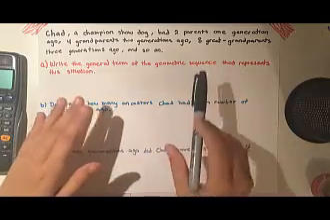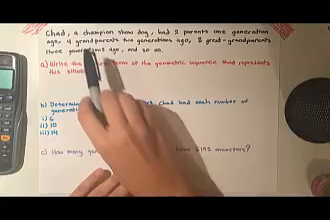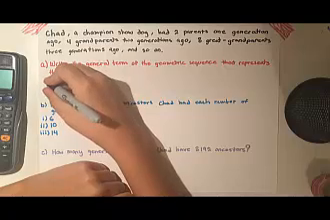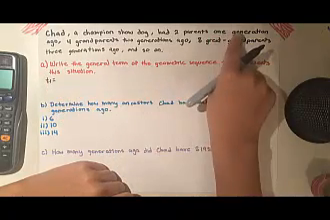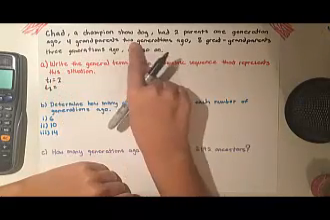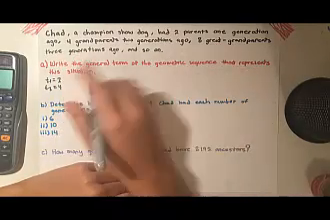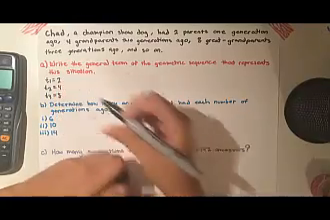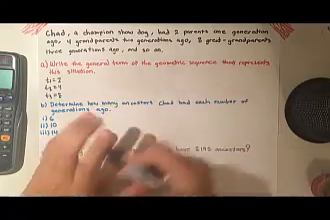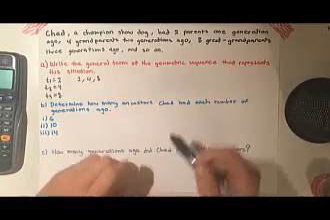First, let's understand what this question is talking about. Chad had 2 parents 1 generation ago, 4 grandparents 2 generations ago, and 8 great-grandparents 3 generations ago. So we have our T1, our first generation, which is 2 parents. We have our T2, 2 generations ago, which is 4. And we have our T3, 3 generations ago, which is 8. So the generations represent n, our value of n, and 2, 4, 8 is our geometric sequence. This is the sequence we have.